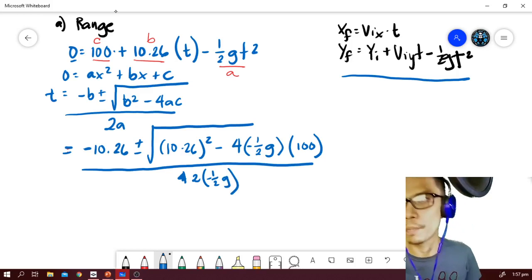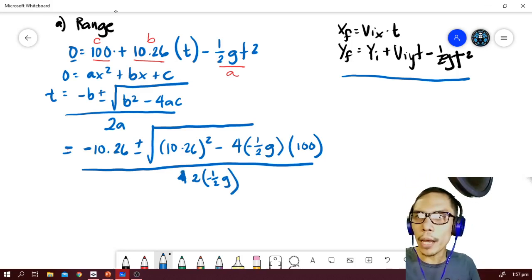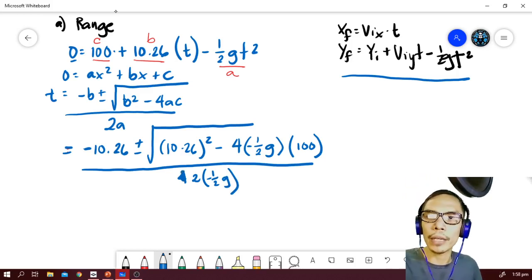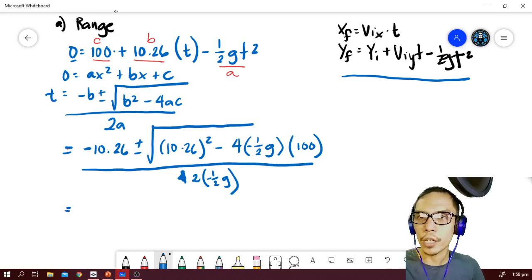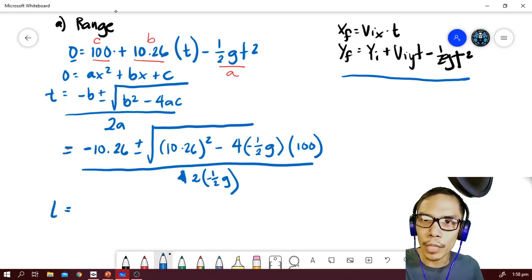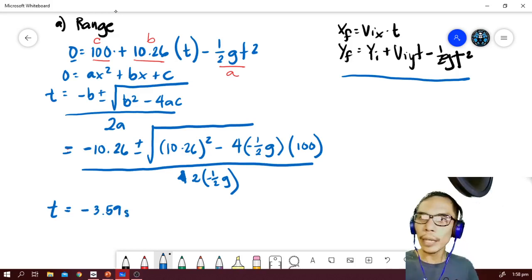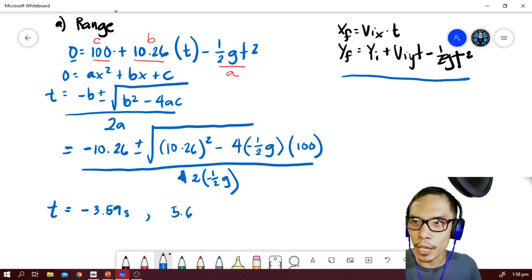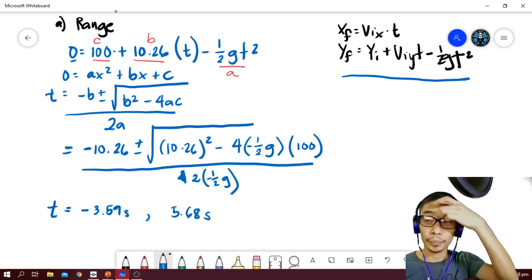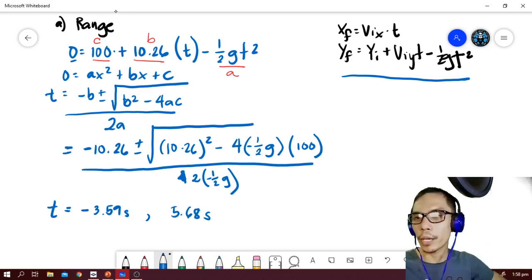After plugging in all the values, if you do the math correctly, you will have two answers here. You have two times here. One is negative 3.59 seconds, and the other one is 5.68 seconds. So which one is correct here?